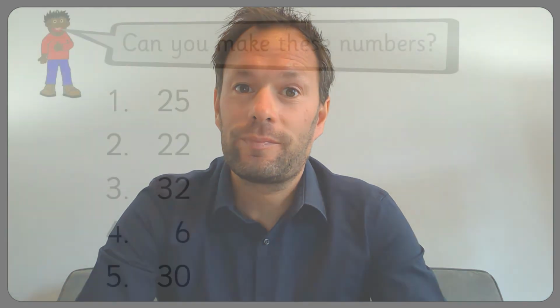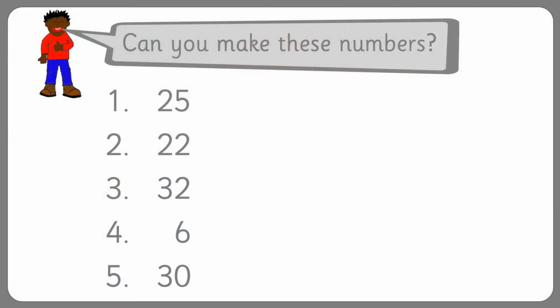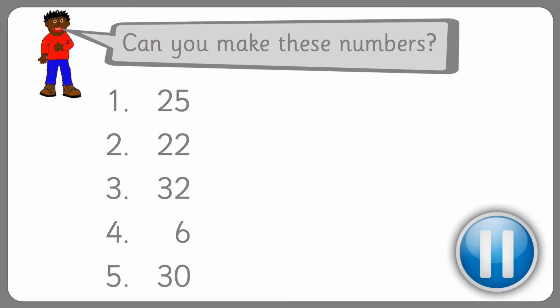Brilliant work, everybody. Now, what we are going to do next is you are going to use your pasta to have a go at making some numbers yourselves. Now then, these are the numbers that Sunny would like you to make. So the first one is 25, 22, 32, 6 and 30. So pause the video here and come back when you've had a go at making those different numbers using your pasta in your tens and your ones. Good luck, everybody.